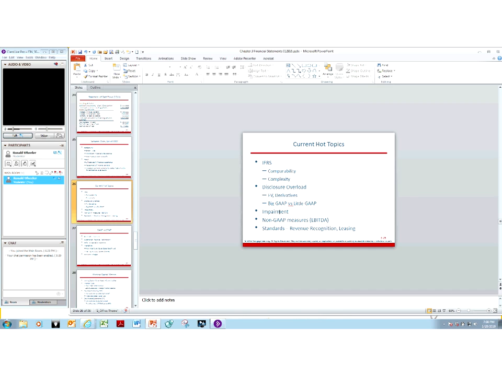And so GAAP specifically defines what your revenues are, it defines what your expenses are, it defines what operating income is, it defines what net income is. And so what you'll find is anytime a public company uses a term that's a non-GAAP measure like EBITDA, they have to disclose the heck out of it. They have to describe exactly how they calculated it. And different companies calculate EBITDA differently.